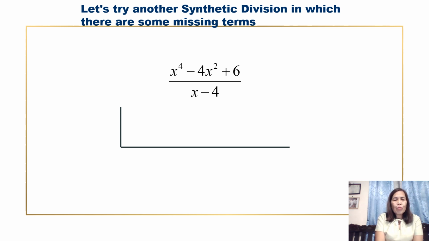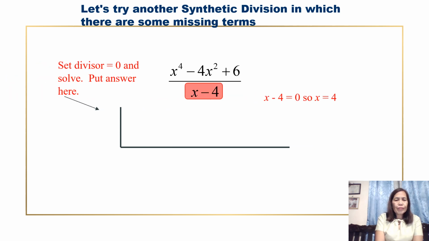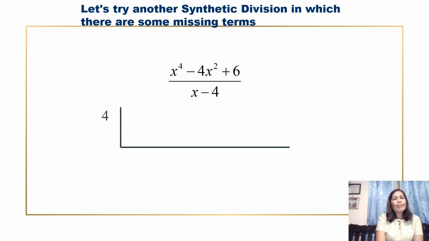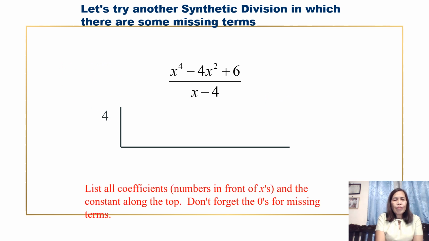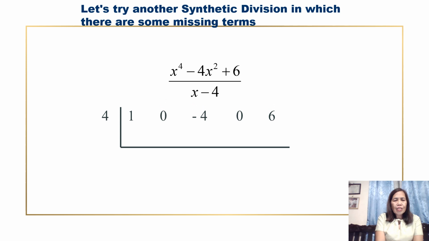Pero bago yon, solve muna natin tong x minus 4. If x minus 4 equals 0, x equals 4. Lagay natin dito yung 4. So, ngayon, list all the coefficients. Ayan na siya. So, that's 1, 0, negative 4, 0, 6. So, diba? 5 na sila. So, 0 ang ginamit natin sa x squared at then 0 ang ginamit natin sa 0x.